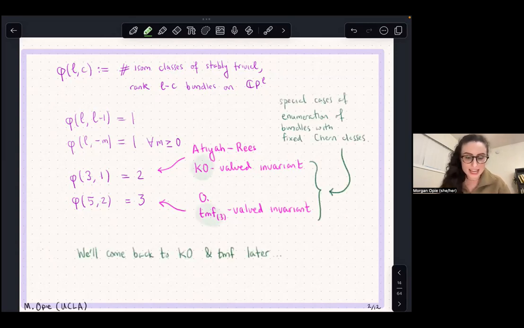I'm going to come back to KO and TMF a little bit later. If you are someone who knows something about higher real K-theories, these are the first hint, and the reason that I wanted to get higher real K-theories involved in the problem of classifying higher rank bundles on higher dimensional projective spaces.